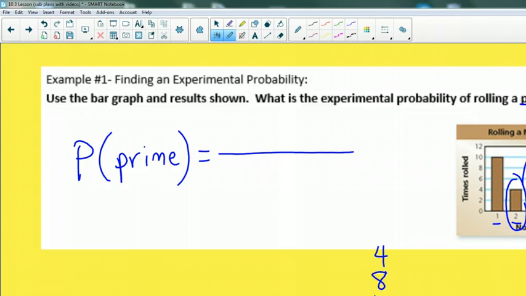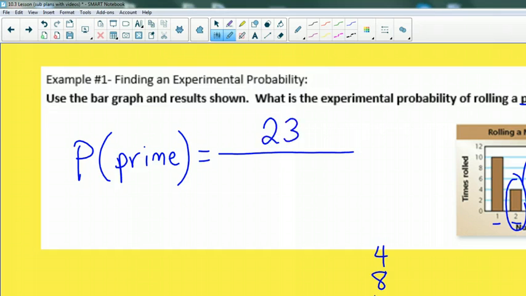So I'm going to add up those 3 numbers to find out how many times I rolled a prime number. And when I add these numbers up, I get 23. So the number of times that I rolled a prime number is 23 times. I'm going to put that in my numerator.